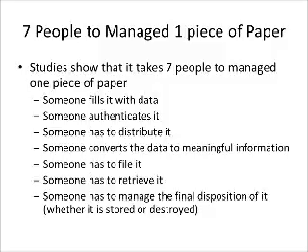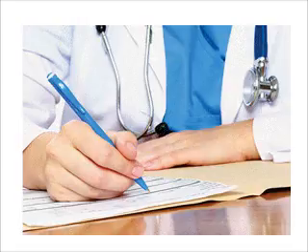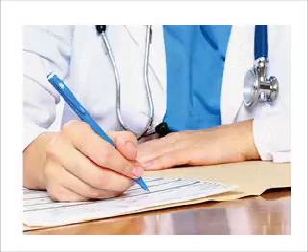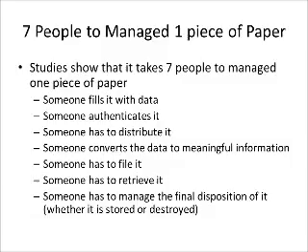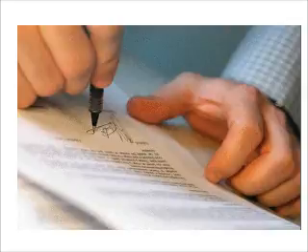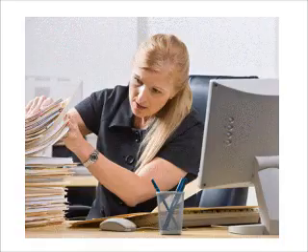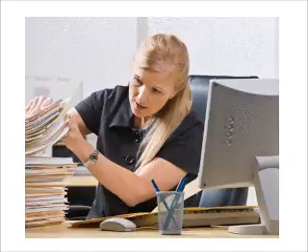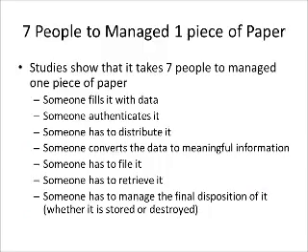So imagine working in an office and how medical information is passed from person to person. Studies show that it takes 7 people to manage one piece of paper, for example. First, someone needs to fill it with data. Someone needs to authenticate it, which means either sign off on it or verify it. Someone needs to distribute it. Someone then converts the data to meaningful information. In other words, they're doing data entry, putting it into the information systems. Someone then has to file it. Someone then has to retrieve it. And then someone has to manage the final disposition of it, in other words, whether it's stored, kept, or archived.